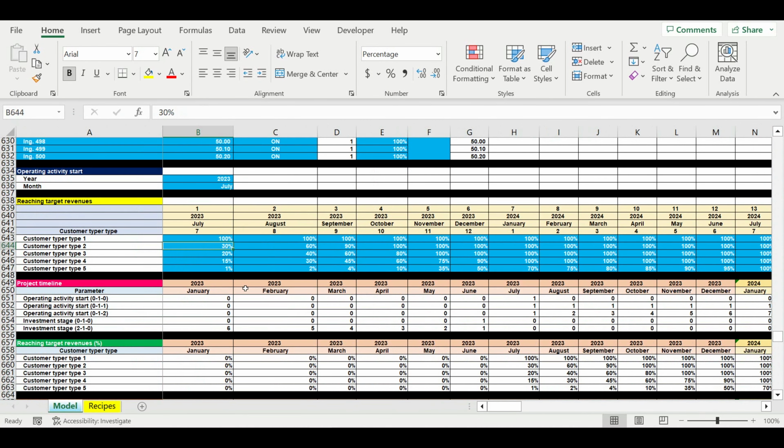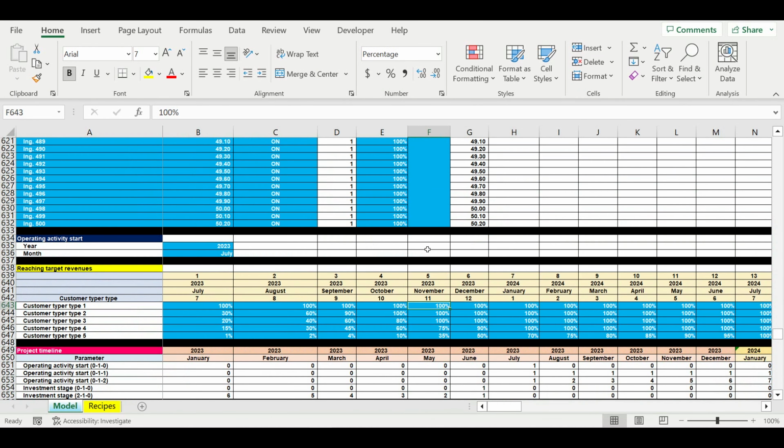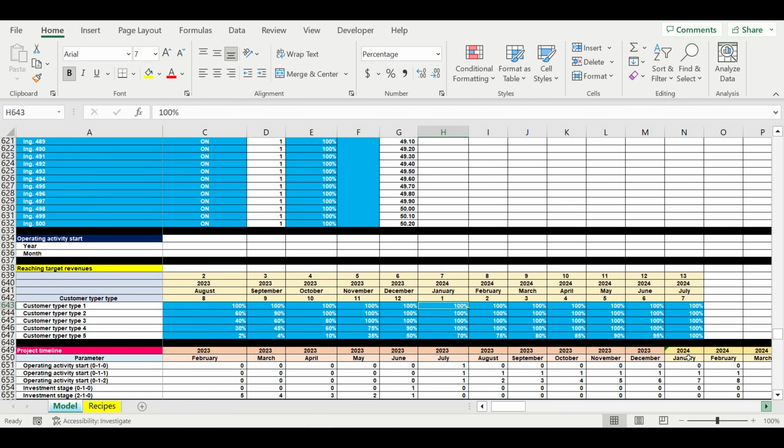So what is next? Then we are specifying when we start the operating activity, when we get the first revenues, month and year. Then we are specifying for each type of customer how fast we are reaching the target revenues that we planned before.